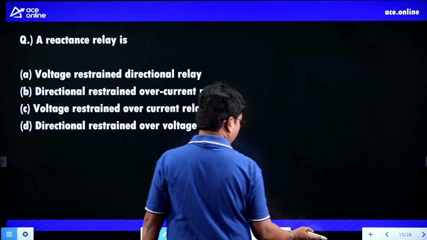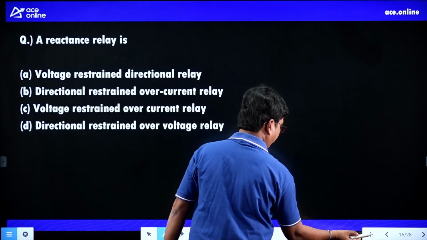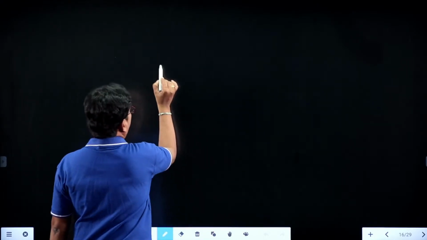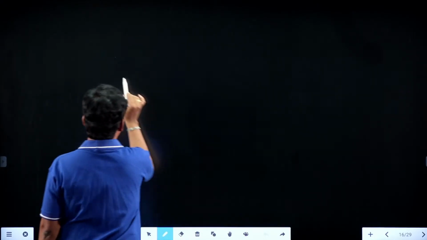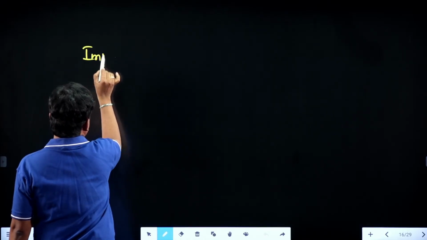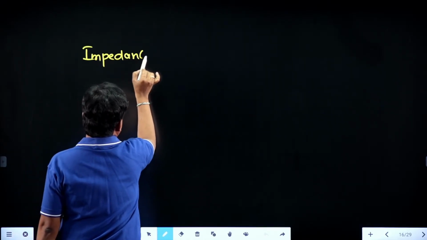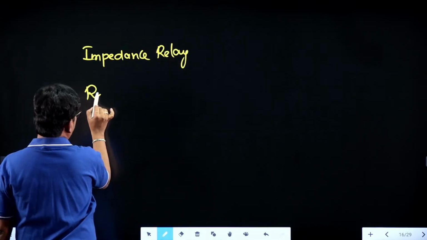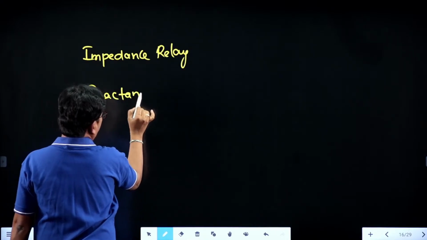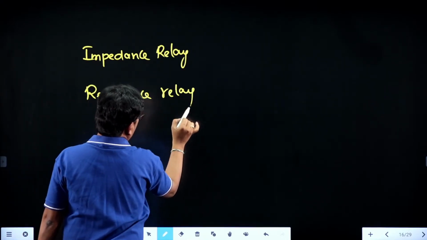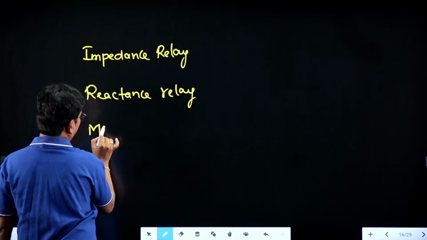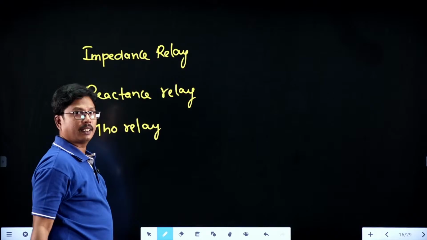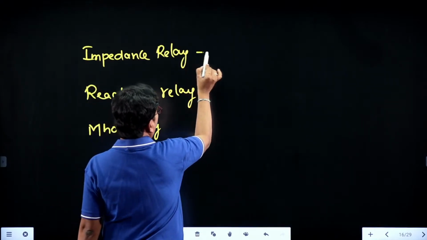So see here, we can write here. We are having the impedance relay. First one is the impedance relay, and next one is the reactance relay, and the next one is the Mho relay or admittance relay. What is an impedance relay?